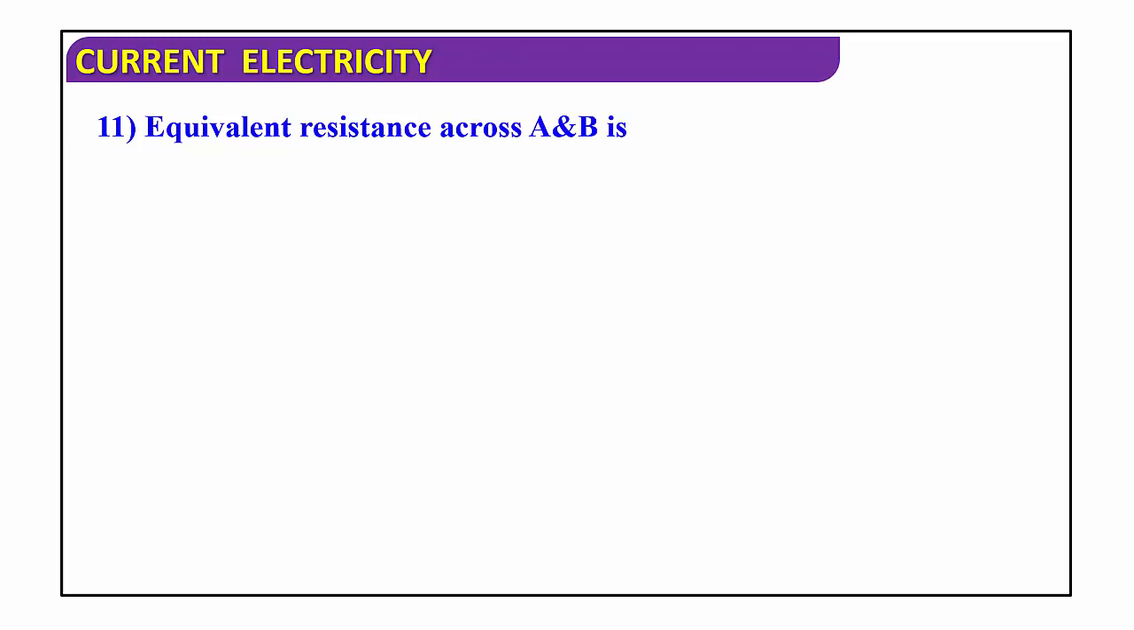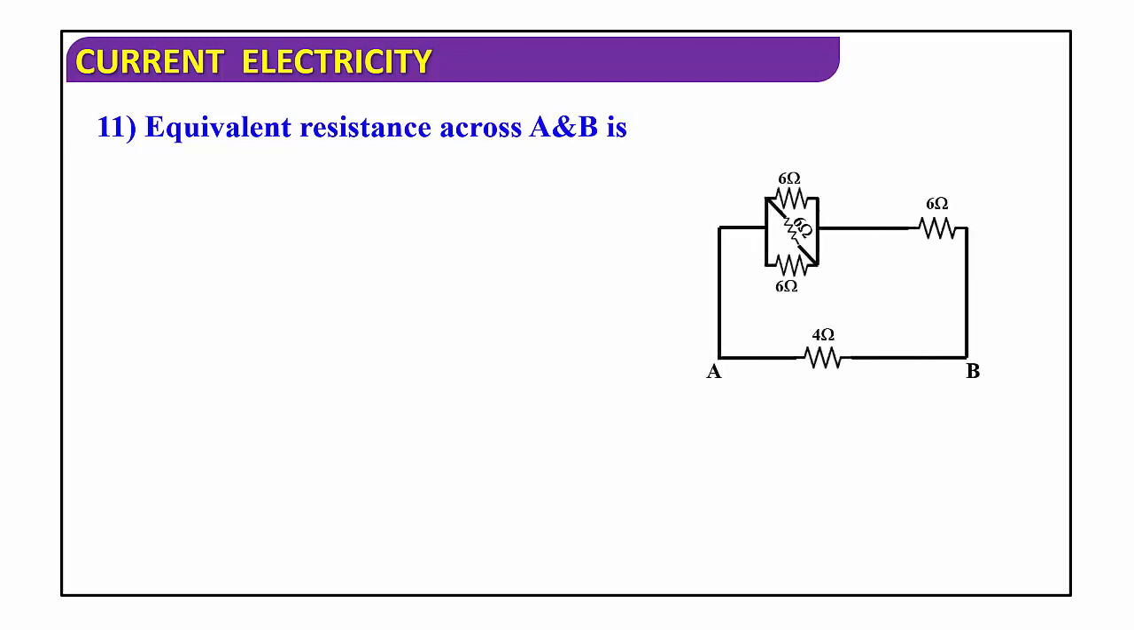Come to the 11th question. Equivalent resistance across A and B is. Again they have given one circuit diagram here. We have to find the equivalent resistance between A and B. Here you can observe the diagram. This is A and this is B. First we have to find this part, so that it is easy to find the remaining values.